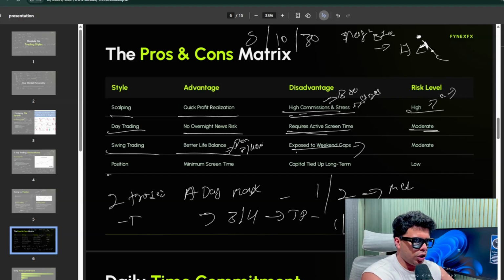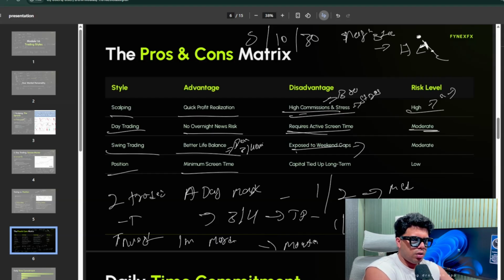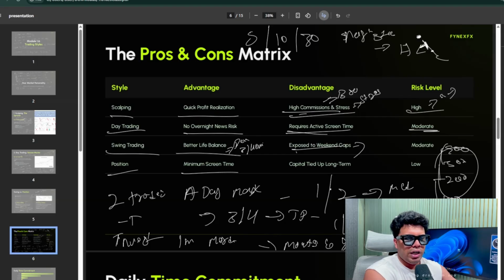The next one is position trading. It requires minimum screen time, because you enter the positions, or you invest in the markets, and you hold for months and years to get the big targets. If you enter from 100 rupees, your target would be around 200, 300, or even 500. It requires very high patience.